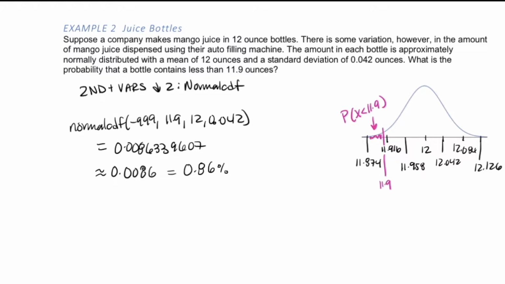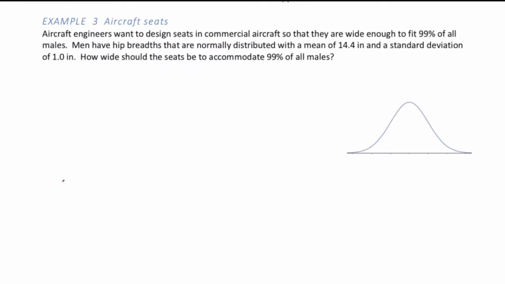Let's look at the top of the next page for another example. Example 3. Aircraft engineers want to design seats in commercial aircraft so that they are wide enough to fit 99% of all males. Men have hip breadths that are normally distributed with a mean of 14.4 inches and a standard deviation of 1 inch. How wide should the seats be to accommodate 99% of all males?